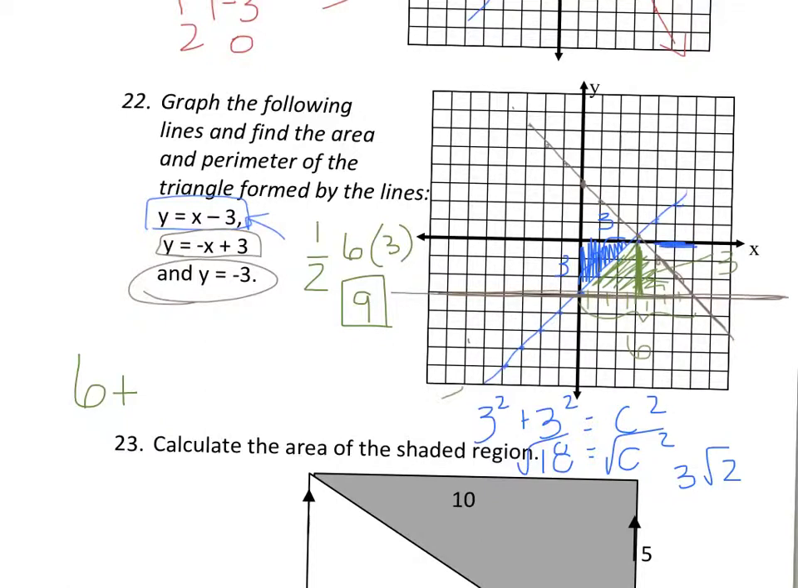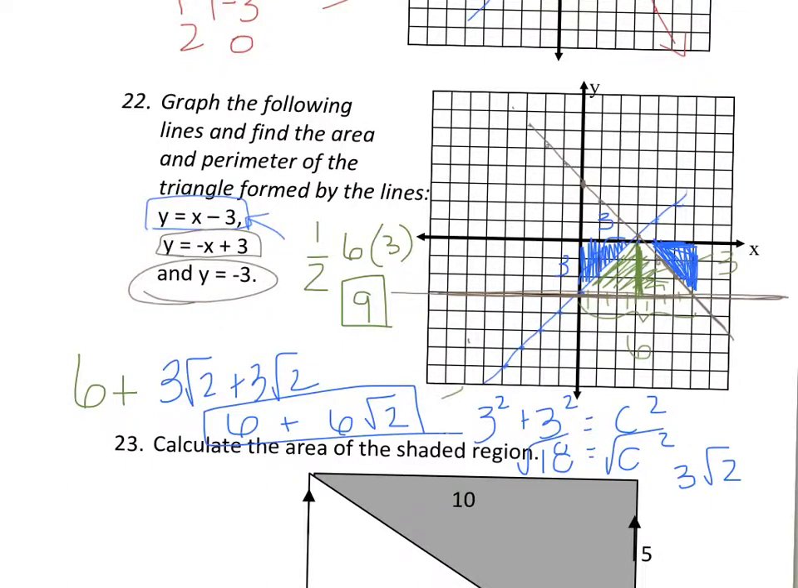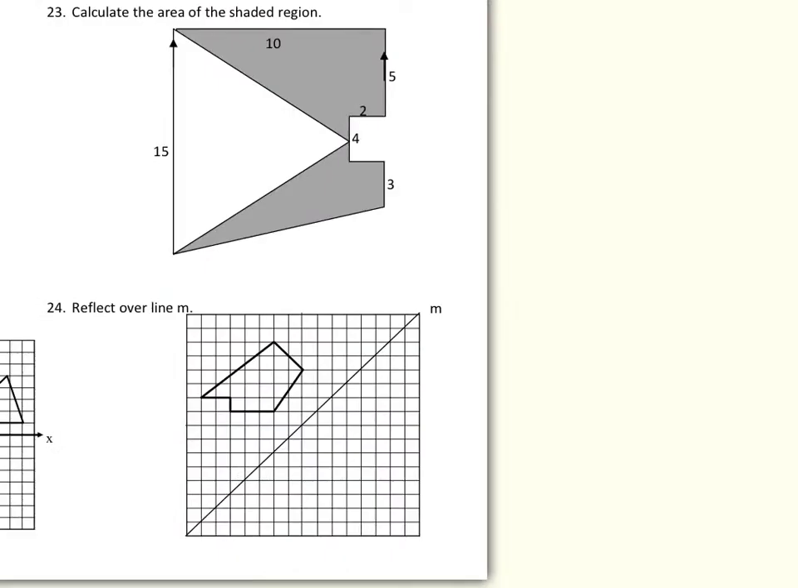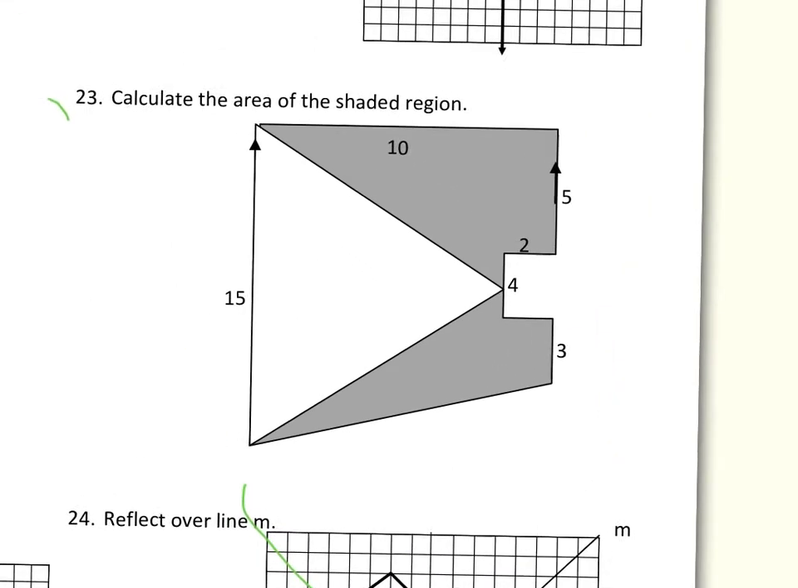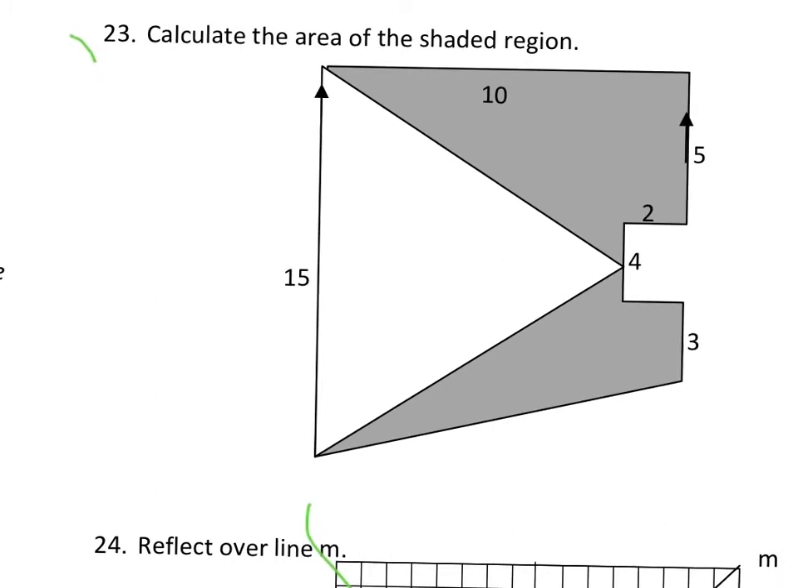Now I'm going to get exactly the same thing on this side here. How nice is that? And so I want to add 3 root 2 plus 3 root 2. So the exact answer would be 6 plus 6 root 2. And I can leave that just like that, or I can plug that in my calculator and get a decimal approximation.